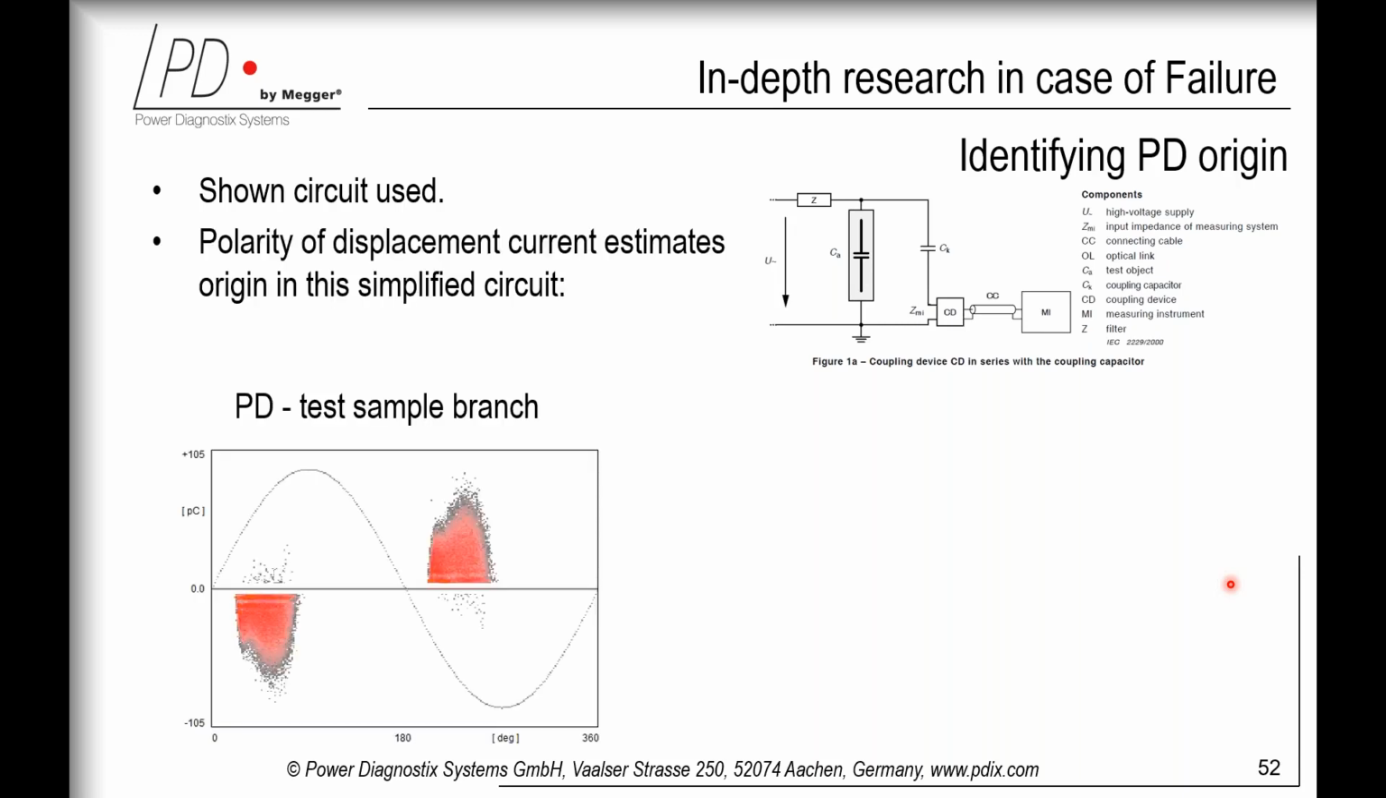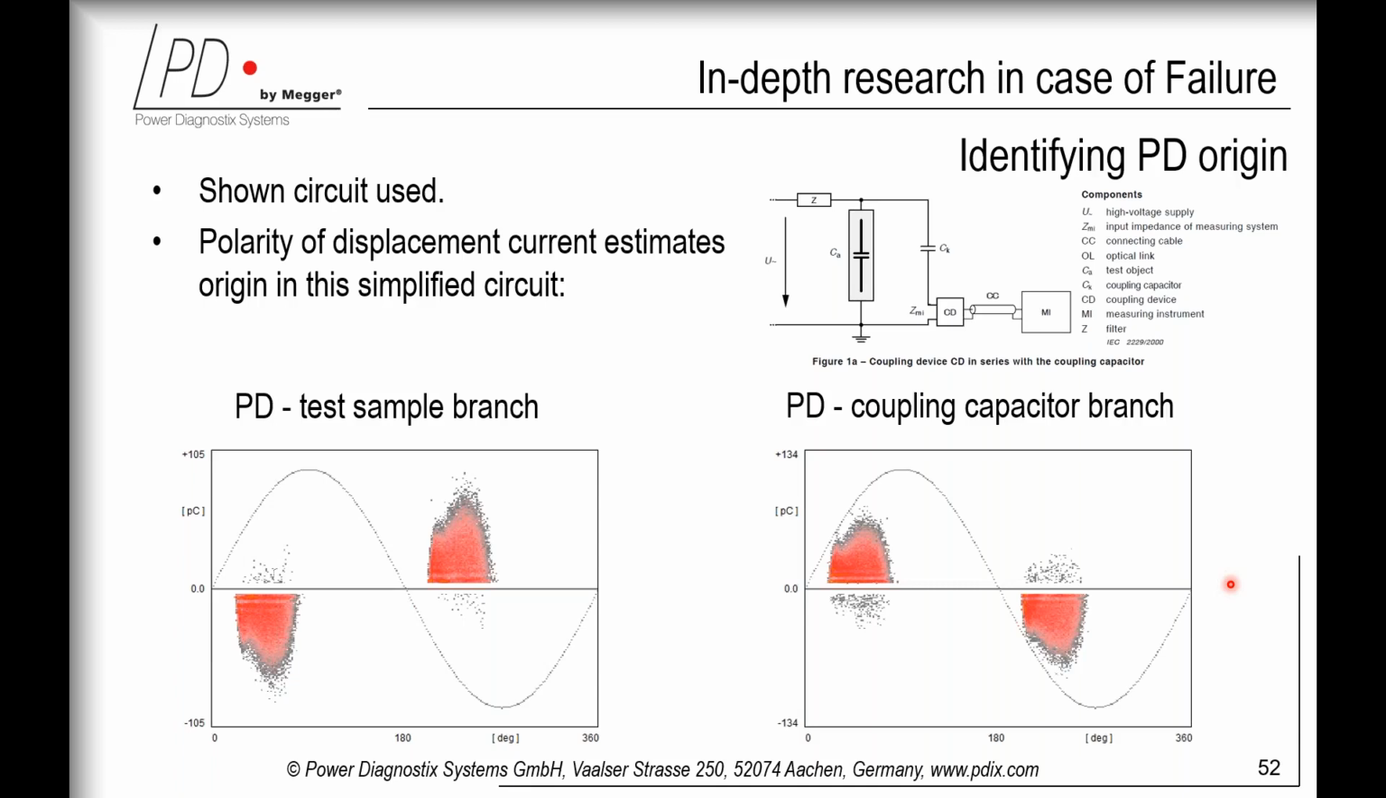PD in the test sample branch has a negative polarity in the first half cycle and a positive polarity in the second half cycle. Compared to this, PD in the coupling capacitor branch, you see there, you have positive polarity in the first half cycle and negative in the second half cycle. Just in case, the shown defect is a surface discharge, most likely a crack in epoxy resin due to a thread which has been tightened with excessive torque.